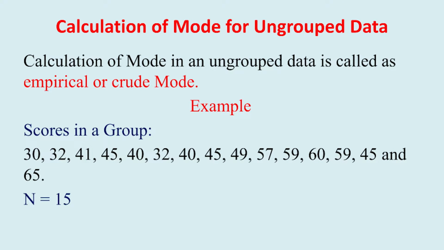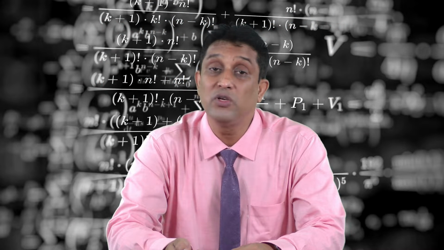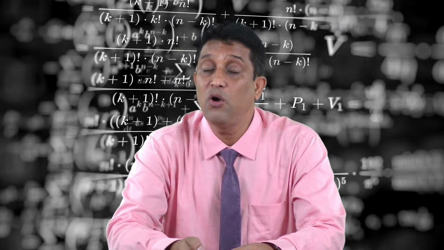Here you see one example has been given, that is scores in a group. In a group you see 15 scores are there. N means total number of cases or N means total number of scores. So here total number of scores is 15. And the scores are 30, 32, 41, 45, 40, 32, again 40, 30, 45, 49, 57, 59, 60, 59, 45 and 65. We have to calculate the mode. This is an ungrouped data because these scores are raw scores. This is not a group score.